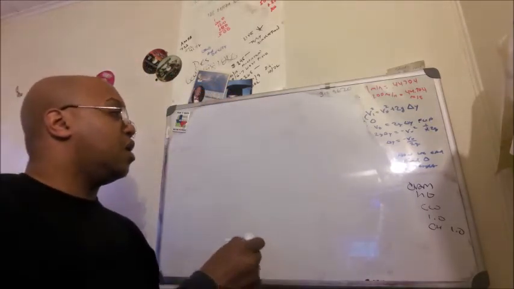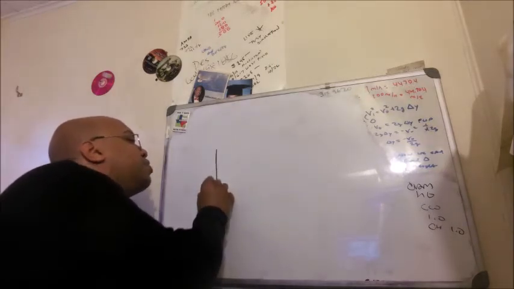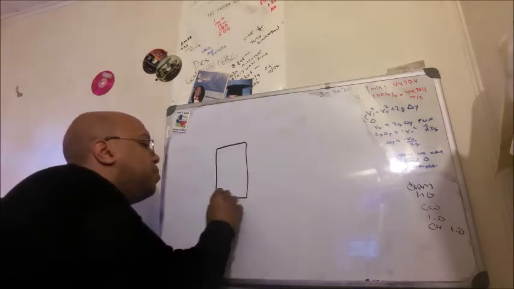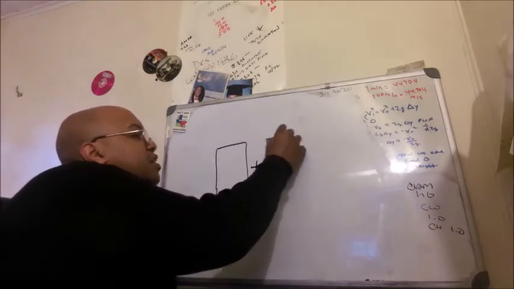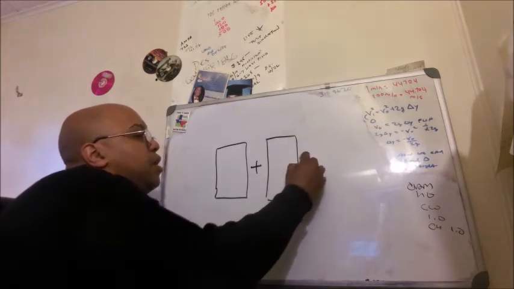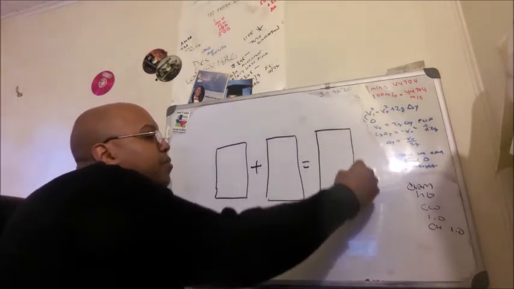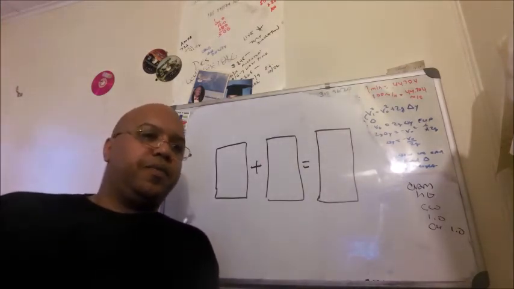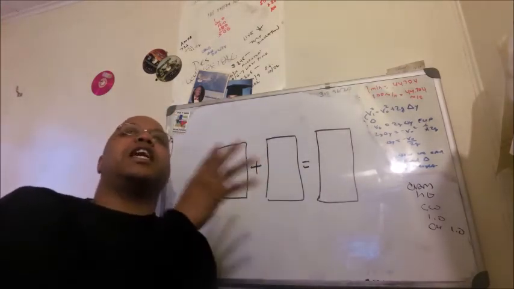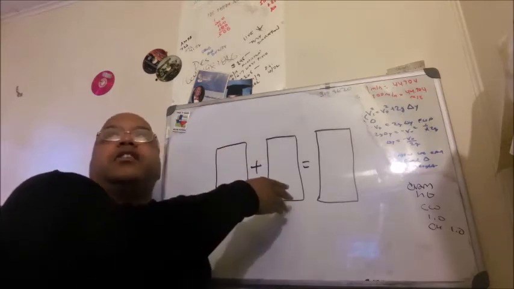So let me get back on this screen. Okay. So here's my first container. Here's my second container. And here's my third container. Okay. So this is how we always look at every mixture problem. First container, second container, and it's going to be a resultant container.